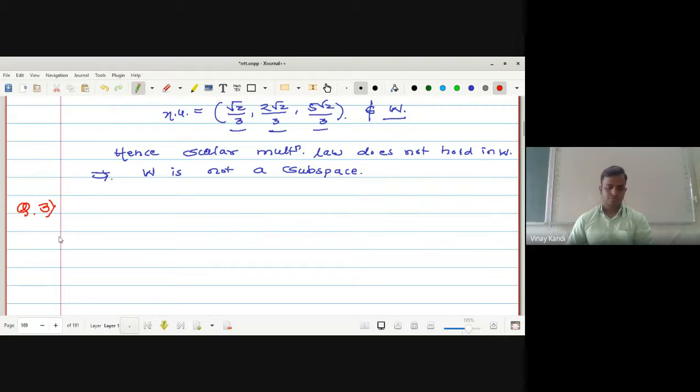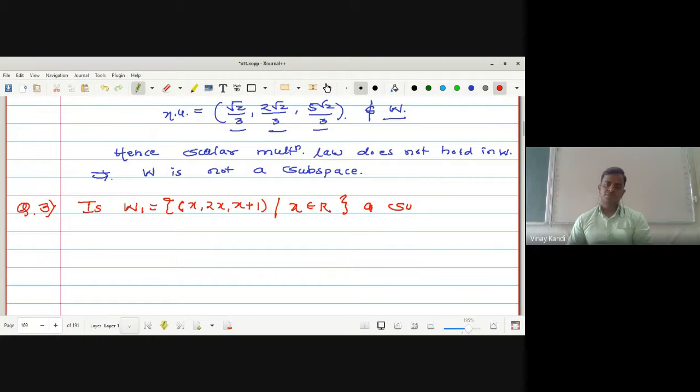Question number 3. Each W1 is equal to x, 2x and x plus 1. Okay, W मधला प्रत्येक एलिमेंट कसा आहे? x, 2x आणि x plus 1 या फॉर्म मध्ये, such that this x belongs to real number.